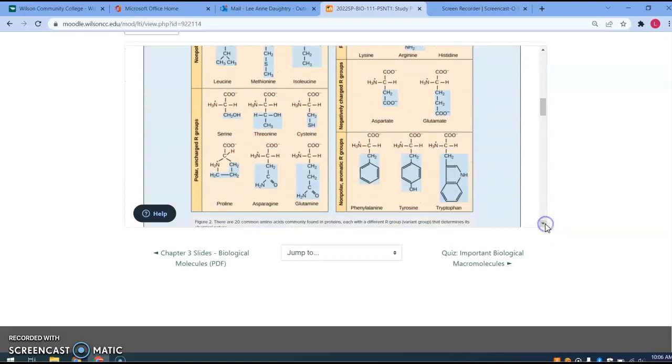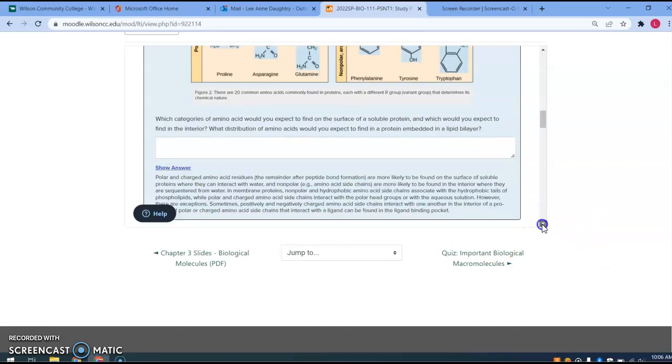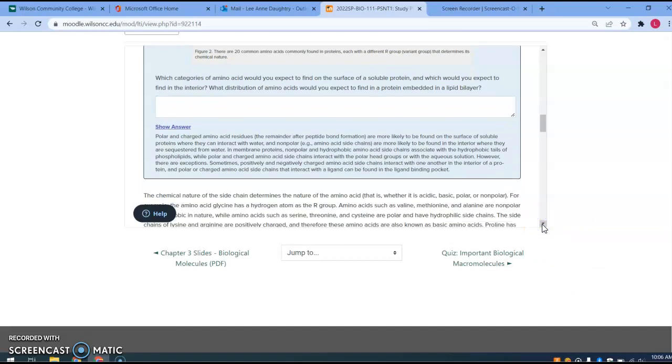Okay, here it is. Here's the same practice question. So you just click show answer, and this is the answer. It says polar and charged amino acid residues are more likely to be found on the surface of the proteins, and nonpolar are more likely to be found in the interior. In membrane proteins, the nonpolar and hydrophobic amino acid side chains associate with the hydrophobic tails, while polar and charged side chains interact with the hydrophilic heads. So that would be a complete answer to that question. I would have given you 5 points for that.